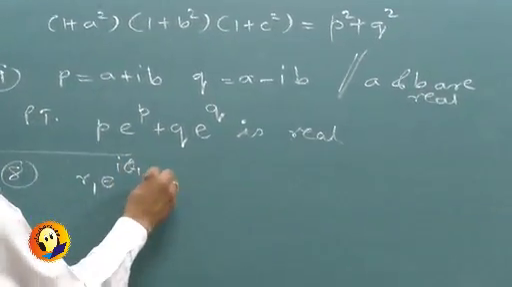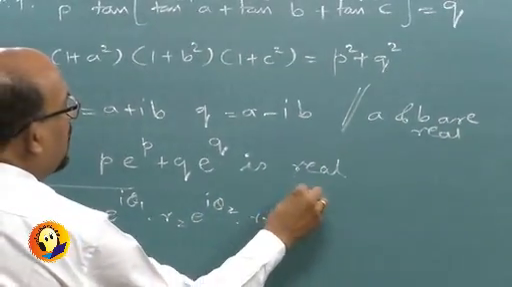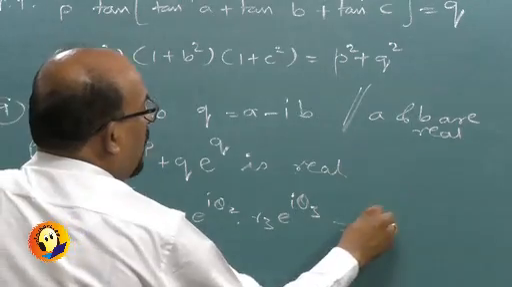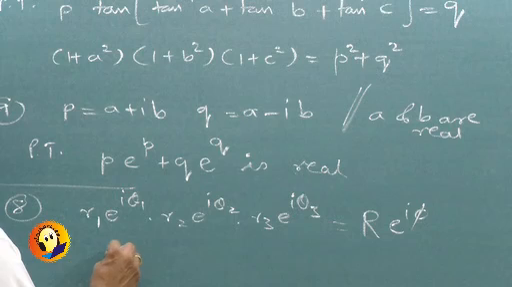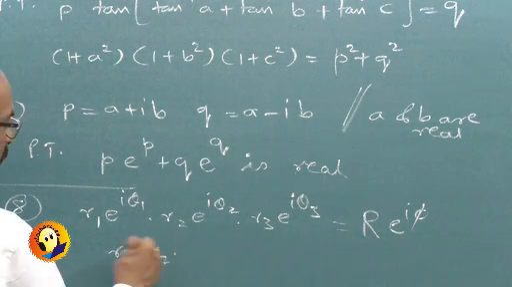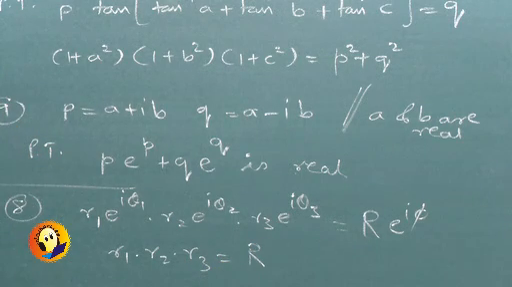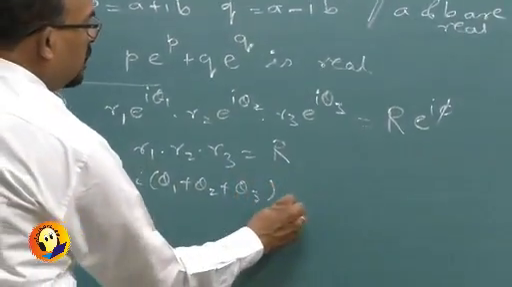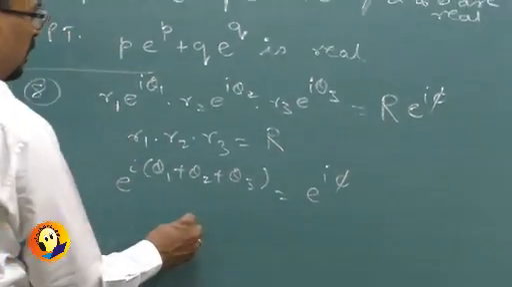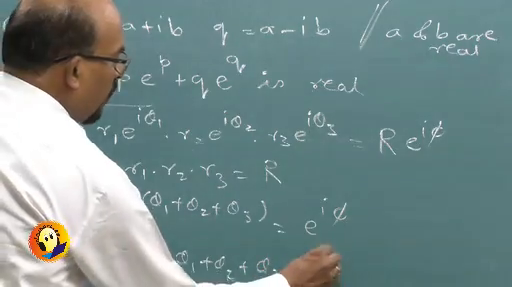theta 1 into r2 e raised to i theta 2 into r3 e raised to i theta 3 equal to capital R e raised to i phi. Okay. So equating arguments, we will have r1 into r2, equating the modulus, we will get this. And left hand side, it will be e raised to i into bracket theta 1 plus theta 2 plus theta 3 is equal to e raised to i phi. So theta 1 plus theta 2 plus theta 3 is phi.